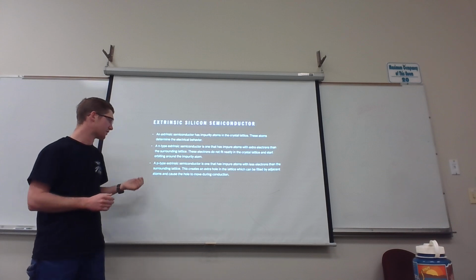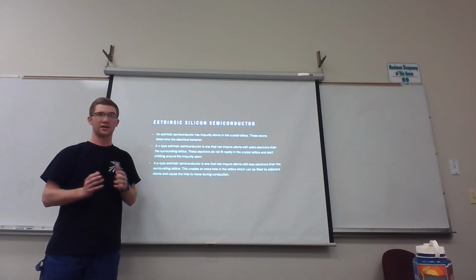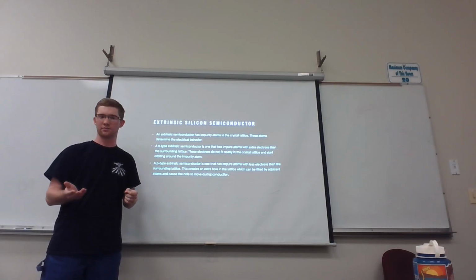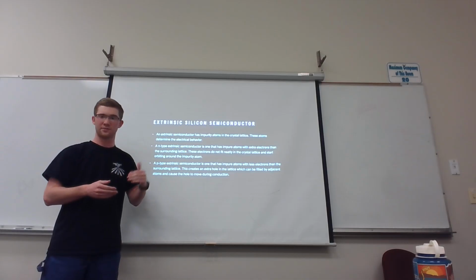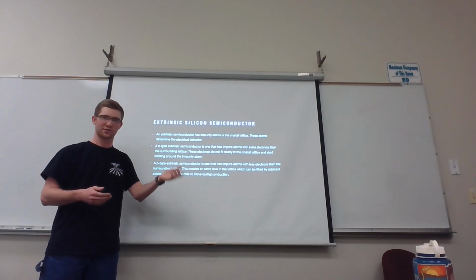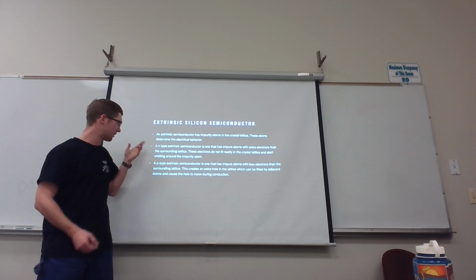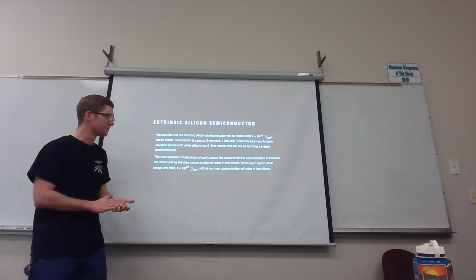And with the P-type extrinsic semiconductor, we add an atom that has one less valence electron. So that is creating a hole. That hole can be filled by another electron from another silicon atom, but that also creates another hole. So there are going to be these extra holes. The N-type adds another electron, the P-type adds another hole.